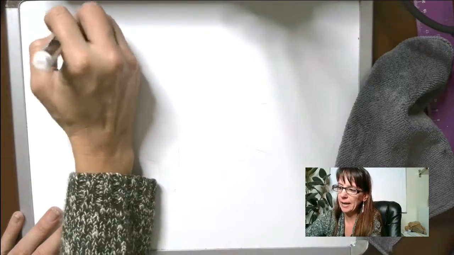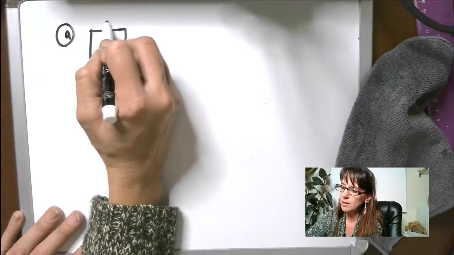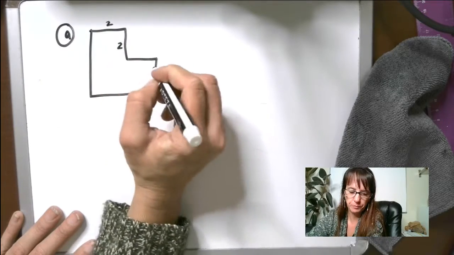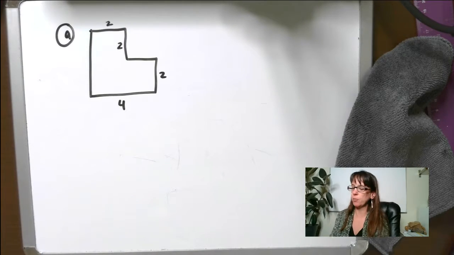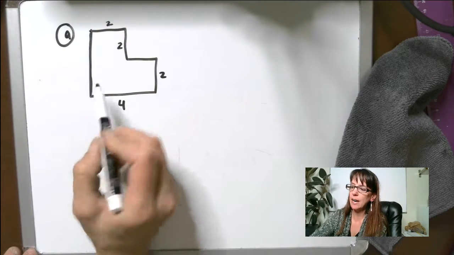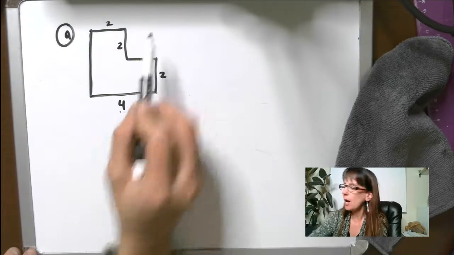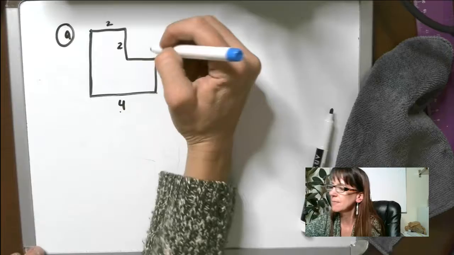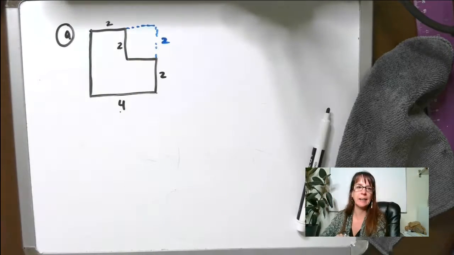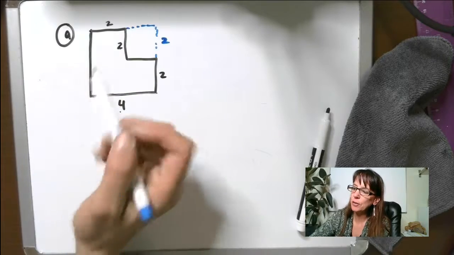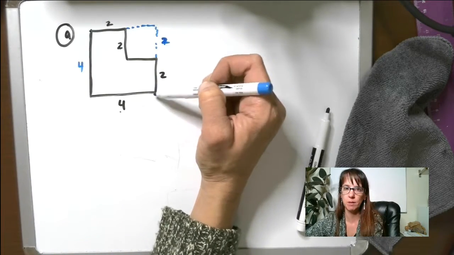All right, so for A, we have 2, 2, 2, and 4. Let's find the area of the big shape, which means I need this length right here and this one right here. I got the 4. Now, this is 2. If I were to pop this guy out again, this would be 2 right there, right? Which means this over here must be 4 because 2 plus 2 makes this side 4, okay?